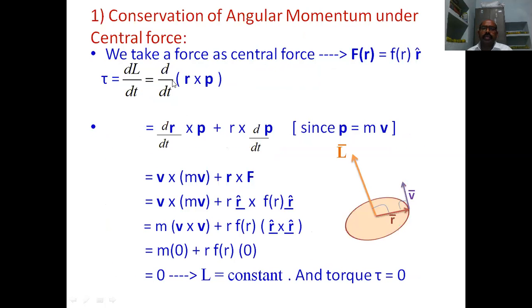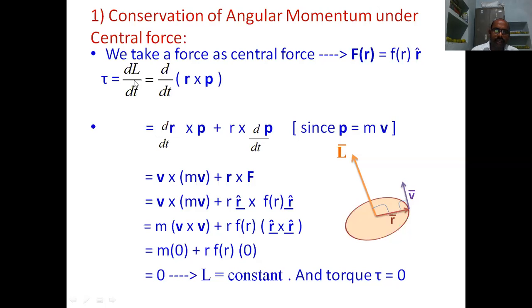So we see one by one the proofs of the above features. At first we are seeing the conservation of angular momentum under central force. We are considering the central force, and we express the central force in this form: F of r bar is equal to f of r into r cap. So the torque acting on the particle.